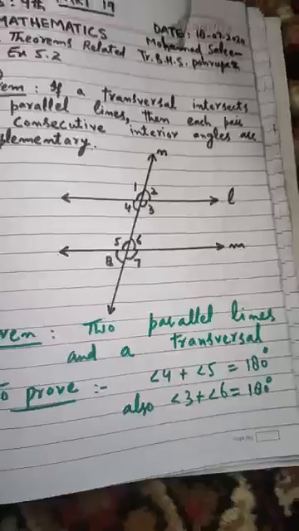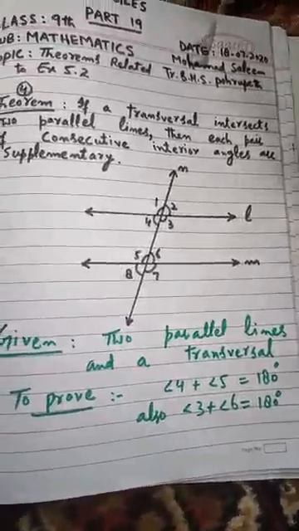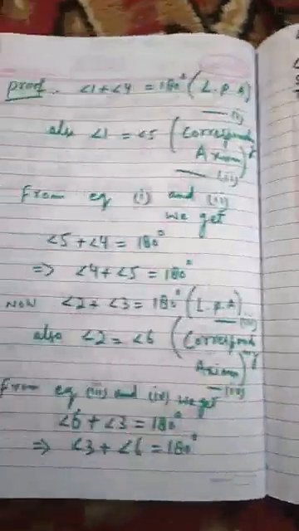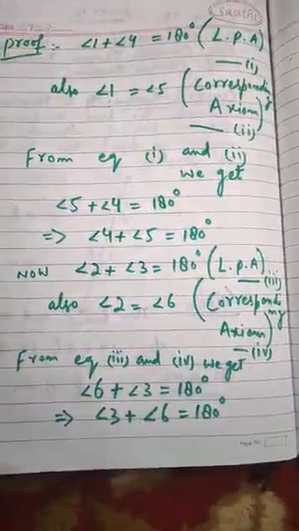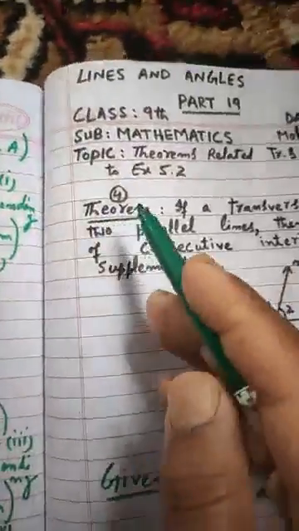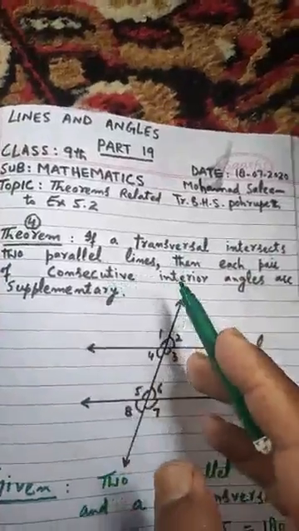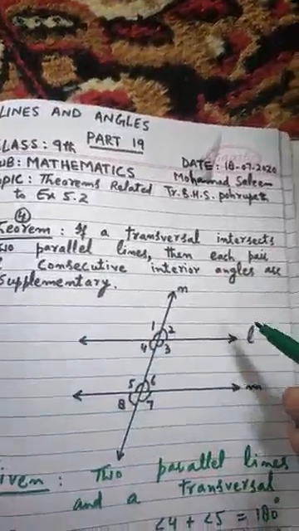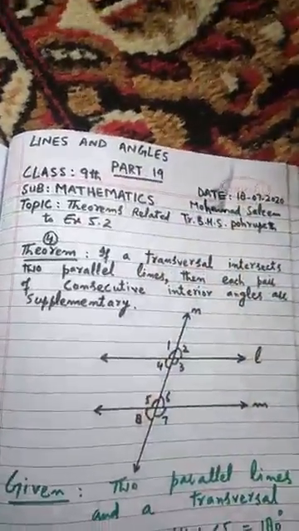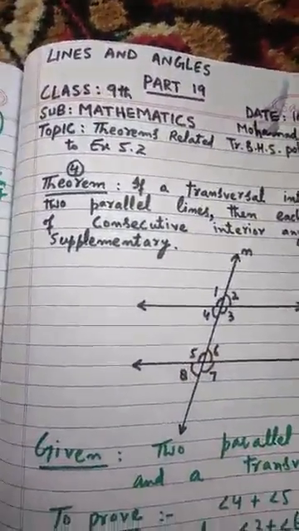You can practice this theorem two or three times, then it becomes clear. Now in the next lecture, lecture number 20, we will discuss the converse theorem. That means if a pair of consecutive interior angles is supplementary, we have to prove that these lines are parallel. That will be our lecture number 20. Hopefully you understand this theorem. Thank you very much.